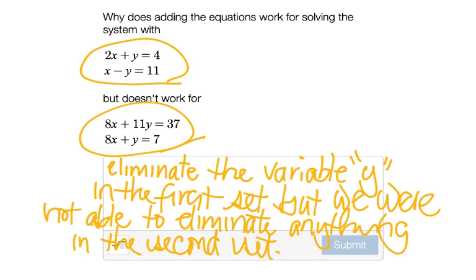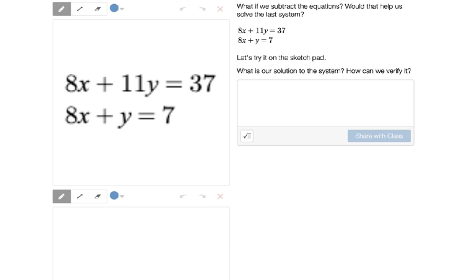So you could see here that I finished up my dialog box, and the whole idea about using elimination is to get rid of a variable. And right here, I would have been able to eliminate y. All right, so now let's move on. And now let's take a look at this. So what would happen if instead of adding, we subtracted? All right, so let's try that.